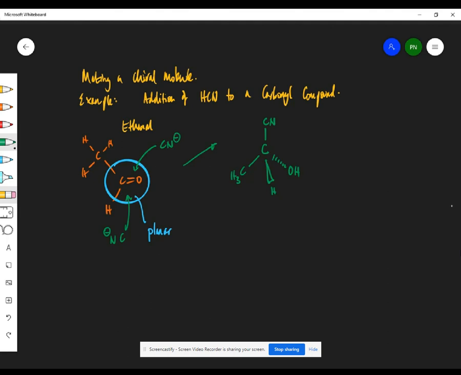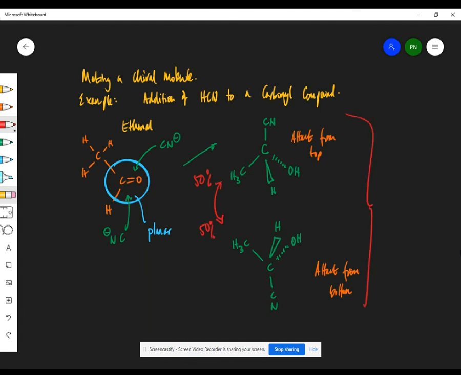All right, and that's from attacking from the top. We get that enantiomer, that optical isomer. And if it attacks from the bottom, we get something like this, sort of the mirror image of the thing at the top. So we'll get that. It's the enantiomer. Now we should get these two as a 50-50 mixture.